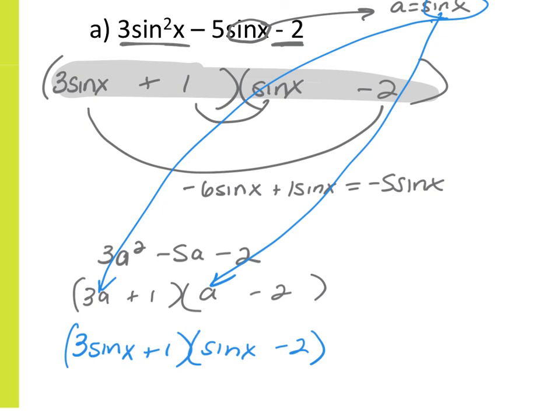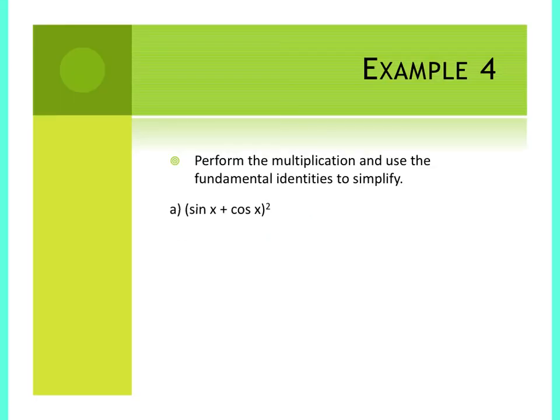Questions on that one? So sometimes they literally tell you what to do, like factor, and sometimes they don't. Sometimes they just say simplify. And really this leads more into solving. When we get to problems like 3, 3, we're going to solve this then. We'll set them equal to 0 and solve. Right, you're just simplifying. All right, example 4, perform the multiplication and use the fundamental identities to simplify.